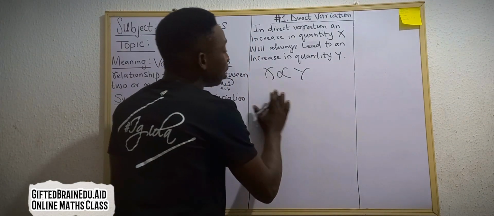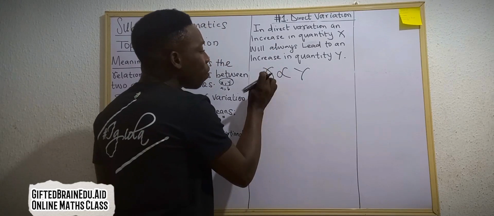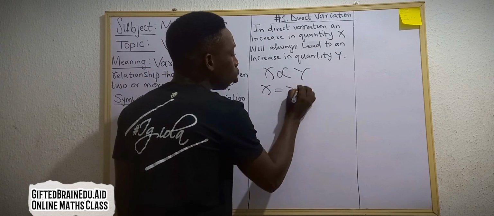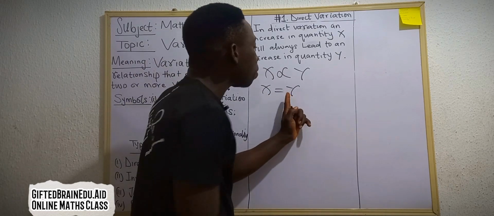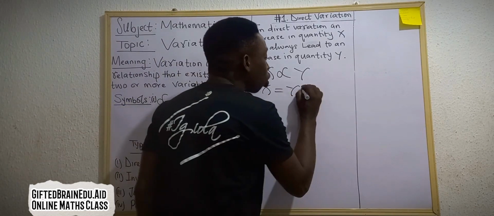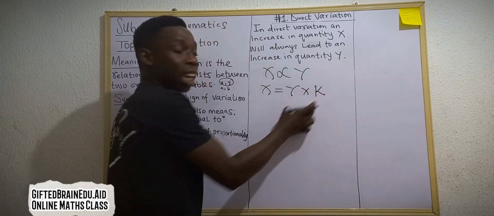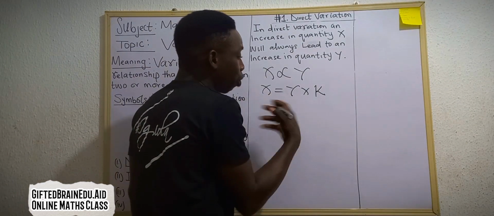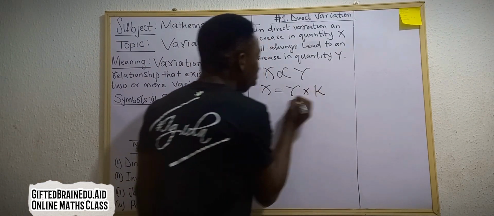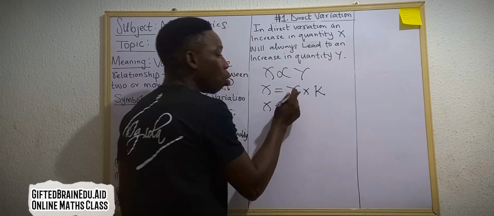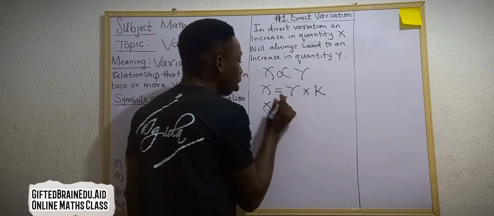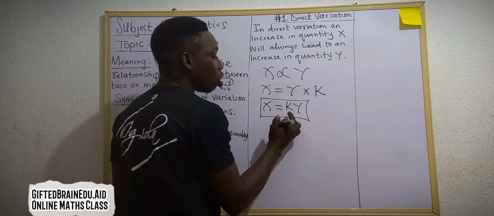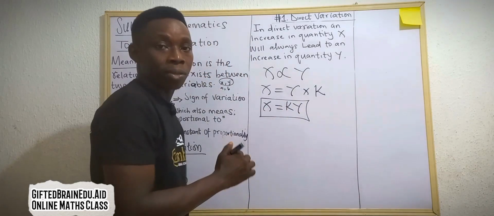Now, when we have a direct variation, if x varies directly as y, that means x is equal to y. This y is always multiplied by a constant of what? Proportionality, which is what? k. As it was introduced earlier from the beginning of the class. Now, the relationship between x and y in direct variation will always give you x equals ky, where k is your constant of proportionality.